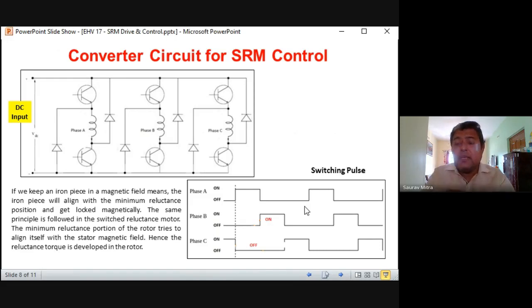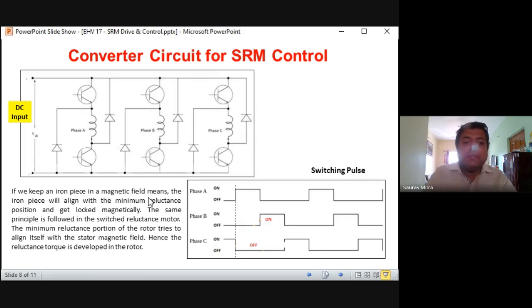If it's a 6-pole stator motor, okay, if it is 8-pole, again there is a phase D, and in that case another pulse will come here. But generally it is multiples of 3 or 6 only that we find. So if we keep an iron piece in the magnetic field, this is another explanation. The rotor is like a magnetic piece in the magnetic field, or an iron piece in the magnetic field.